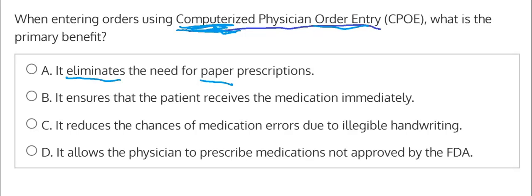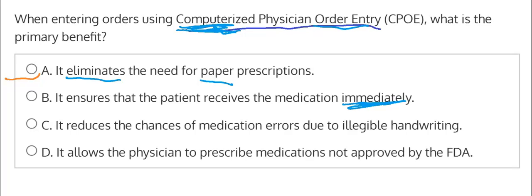So this seems like something that maybe you would keep open. You're not eliminating it yet. You're not choosing it. Let's just look at the other options. Option B states it ensures that the patient receives the medication immediately. So whenever you're looking at these exam questions and you see terms such as immediately, something very strong like immediately or always or never, you have to be very careful because that's very strong and there usually is some sort of room for an exception.